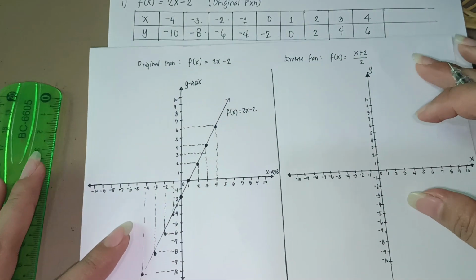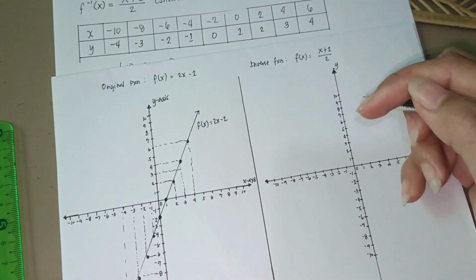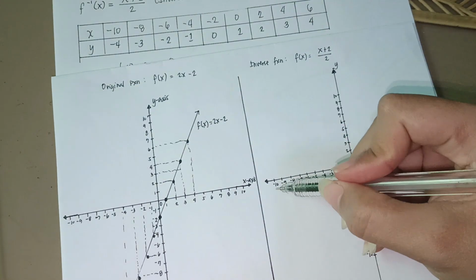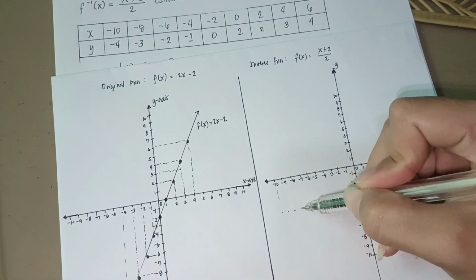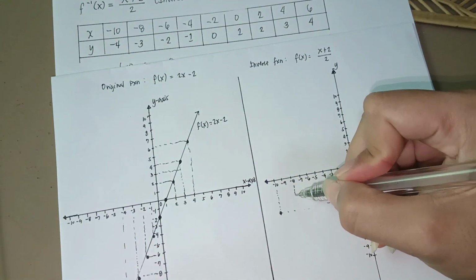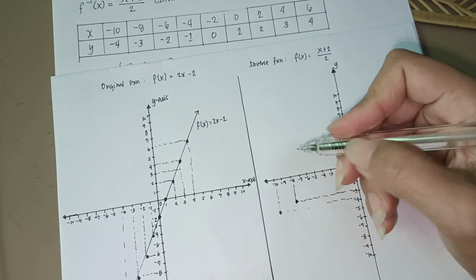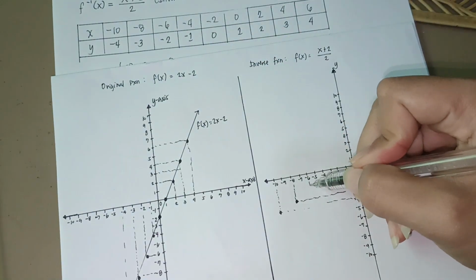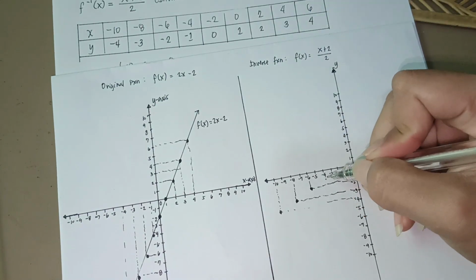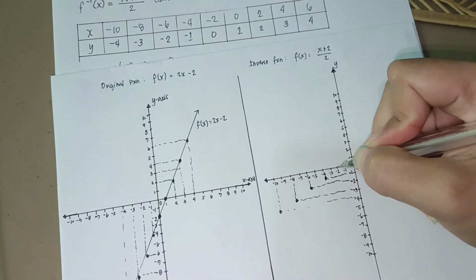Ngayon, i-plot naman natin yung kanyang inverse function para makita lang natin yung itsura niya. Ito naman yung inverse. Okay. So, kapag yung x ay negative 10, ang ating y ay negative 4. Nandito siya. Kapag yung x natin ay negative 8, ang ating y ay negative 3. Kapag negative 6 naman ang ating x, magiging negative 2 ang ating y. Kapag negative 4 ang ating x, magiging negative 1 ang ating y. So, dito siya. Kapag negative 2 ang x, magiging 0 ang ating y.